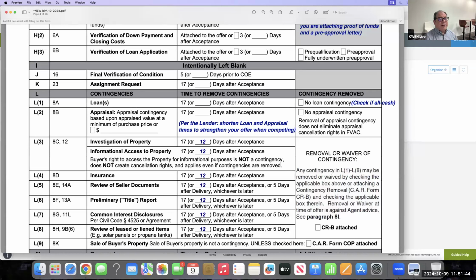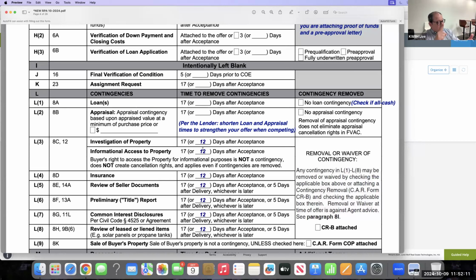So now what does the seller have to do? The seller is saying, I'm agreeing to the $1 million and I'm giving you X amount of time to get your loan, to get your appraisal and to investigate the property. You need to, after 12 days, remove those contingencies. What's a contingency? A contingency is an excuse to back out without losing your deposit.